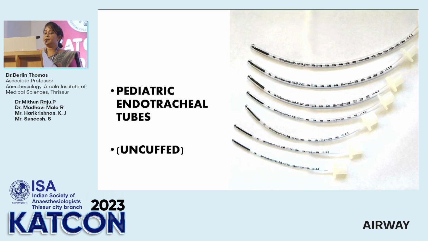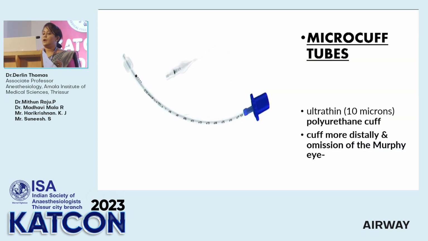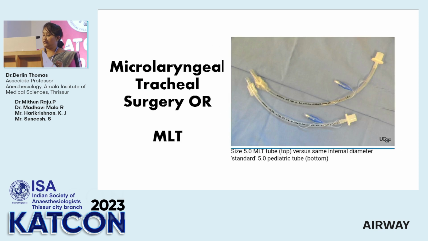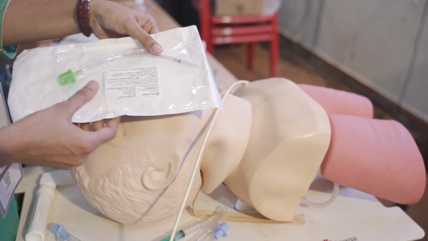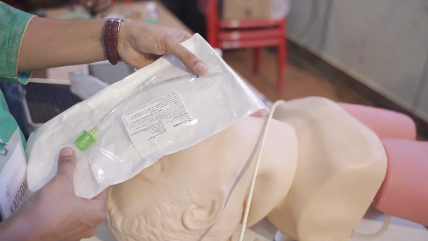And these are the pediatric endotracheal tubes. These are uncuffed tubes, mainly used in pediatric patients. And these are microcuff pediatric tubes. It has got a small cuff at the patient end of the endotracheal tube.